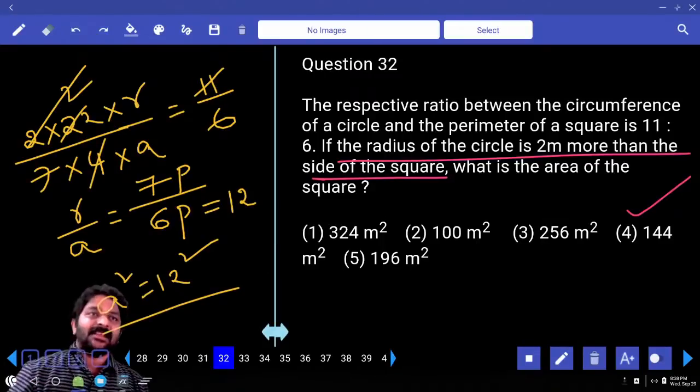For this question, among the options, if there is only one 9 multiple available, you don't have to solve the question. Because there are multiple options, we are forced to do it. Okay, now.